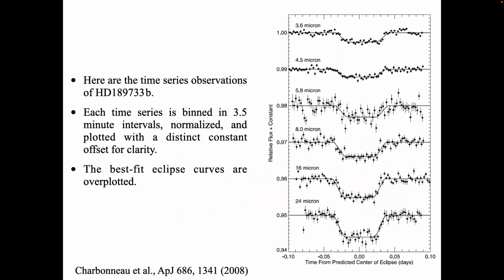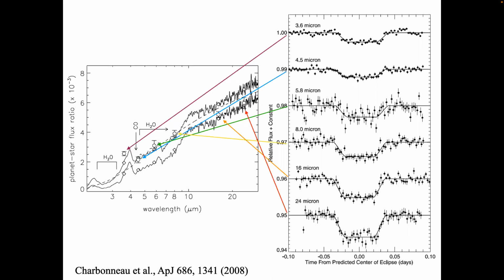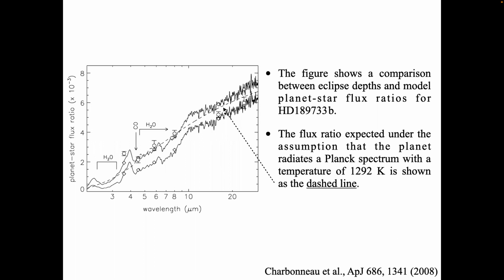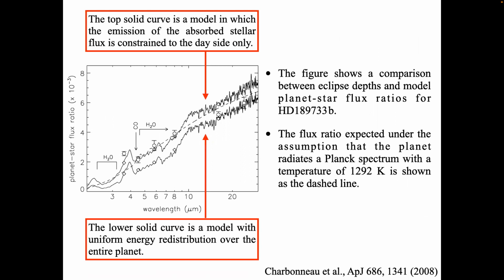For instance, these are Spitzer observations of the occultation of HD 189733b. And then again, if you measure the planet flux, you can have the emission spectrum of the planet. And then you can compare your data with models. So for instance, here there are two models, and then you can have information about how the absorbed energy is distributed over the entire planet.